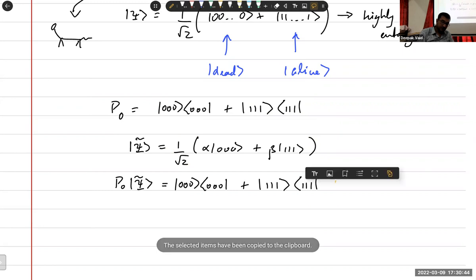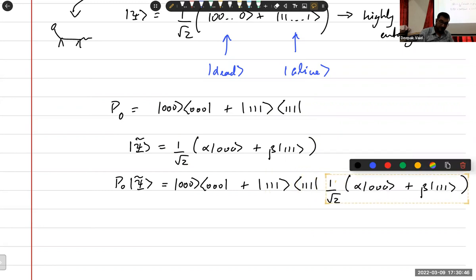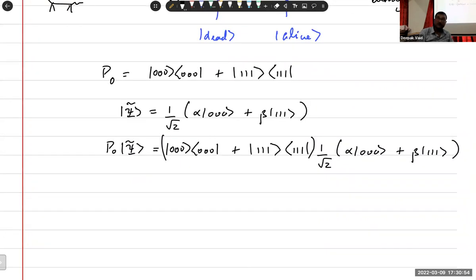And acting on this fellow, right? Now, the first set of 0, 0, 0, that operator will annihilate the second component, because 0, 0, 0 is orthogonal to 1, 1, 1. And similarly, 1, 1, 1 will annihilate 0, 0, 0. So you will be left with psi, right? So this means there is no error, right?